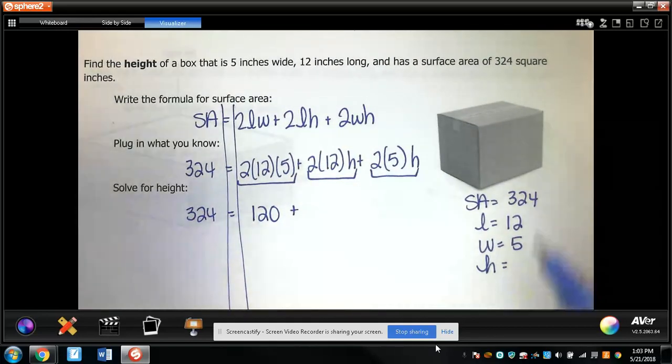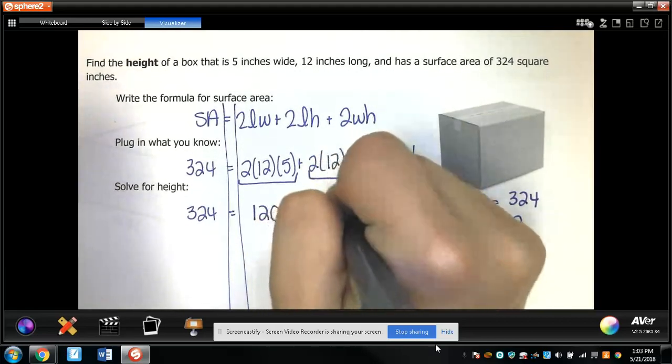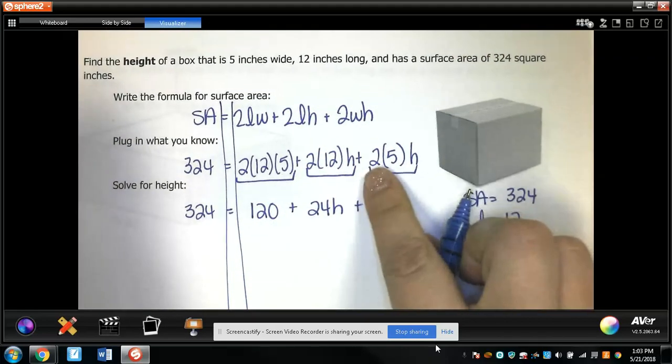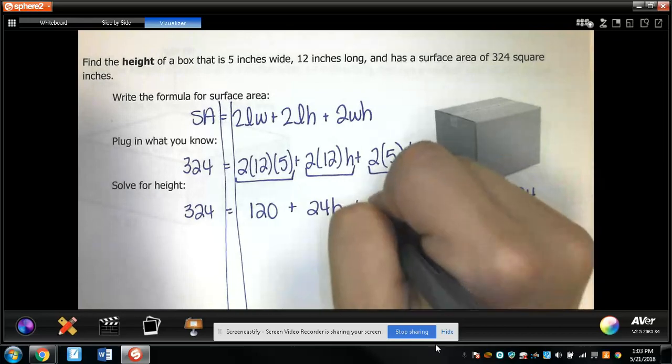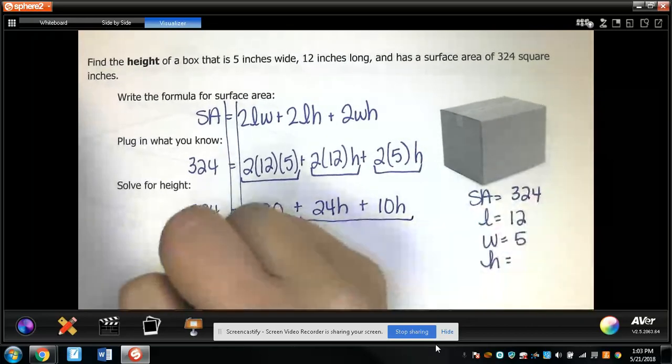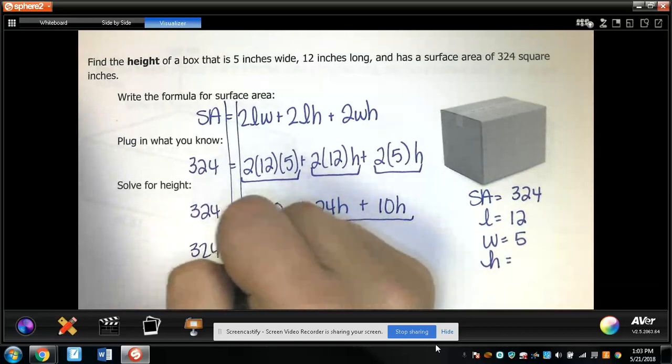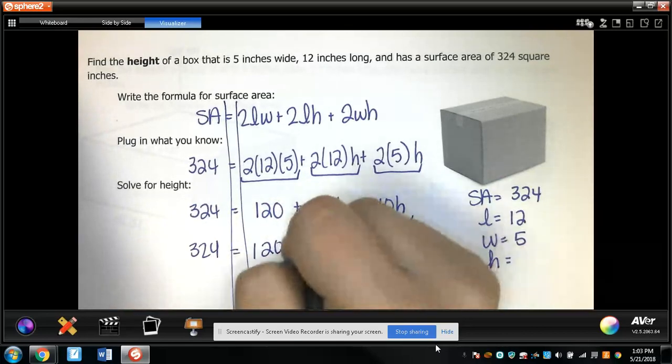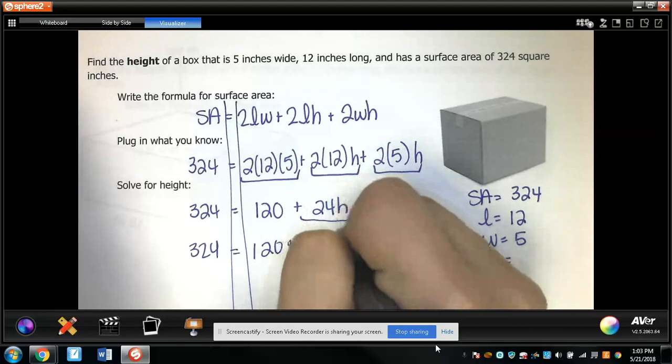2 times 12 is 24, so this is going to be 24h. Plus 2 times 5 times h. 2 times 5 is 10h. Now I'm going to combine these two like terms. 324 equals 120 plus 34h.